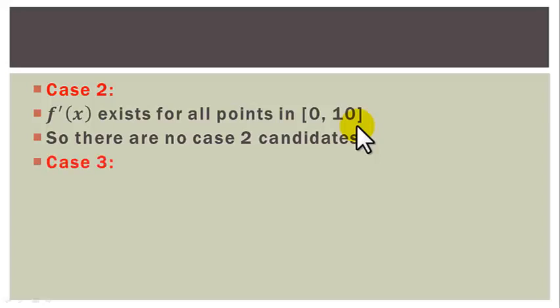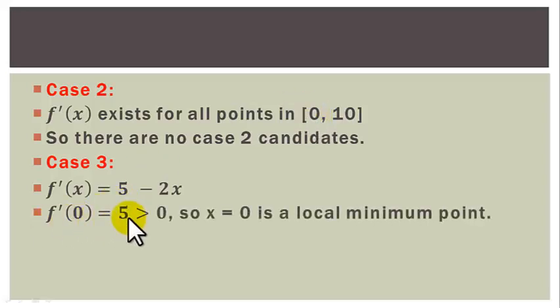Case 3, investigating the possibility of having optimum points at the end points of the interval, at the points 0 and 10. First, we recall that the first derivative of our function f(x), that's f prime of x, is equal to 5 minus 2x, and at the end point 0, f prime of 0 is equal to 5, which is greater than 0. So x equals 0 is a local minimum point.